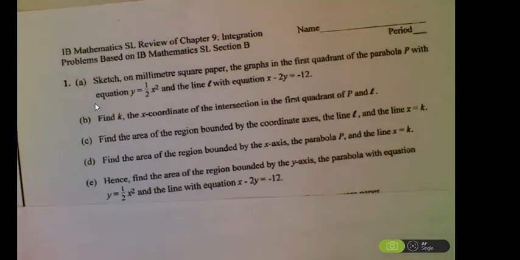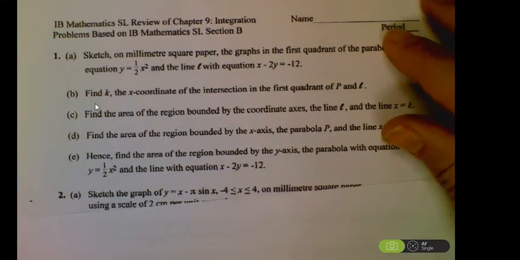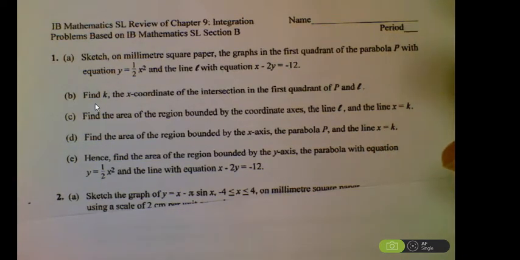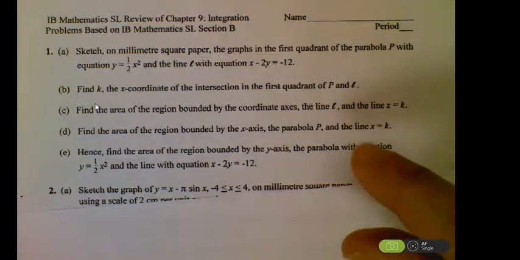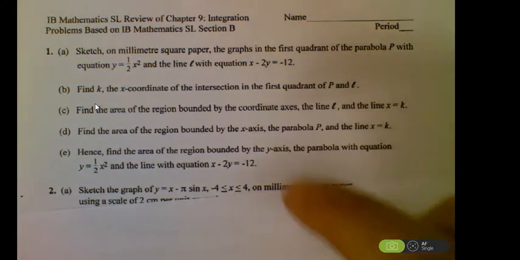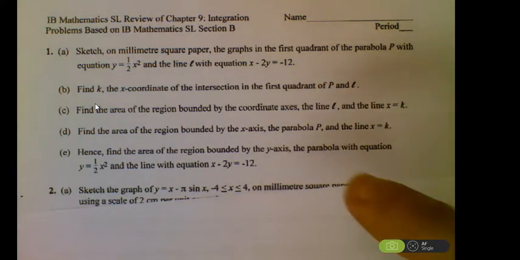All right, looking at worksheet B for chapter 9. So it starts off with number 1 here, making a sketch. We're going to put a couple things on that sketch. We're going to do a parabola. We're also going to do a line. And they only want this in the first quadrant.